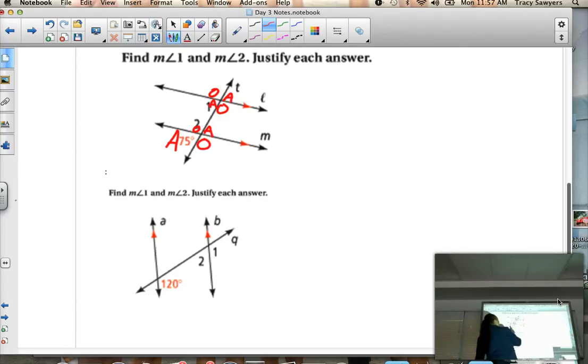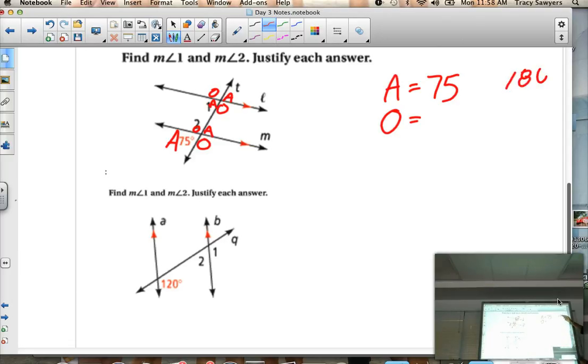We know that we have an acute measure, yes? And what is that measure that they gave us? 75. So we know that our A is equal to 75. Is there some way that I can now find out what all my O's are going to be equal to? You can subtract 75 from 180. Thank you. So I say 180 minus that 75 that they gave me, and it's 105. And that's my obtuse angle.